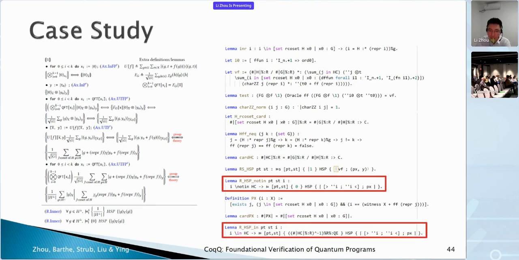But currently we haven't done this, and maybe we can do this later. I know that there are works on reasoning about the complexity of quantum programs, and they also set up logics and other things. And we think our mathematical framework is sufficient to implement this.